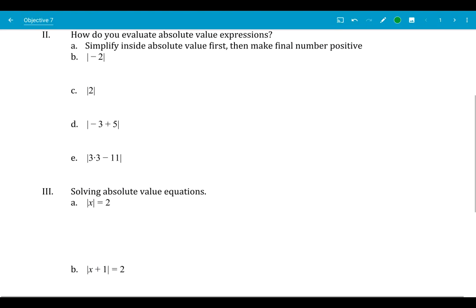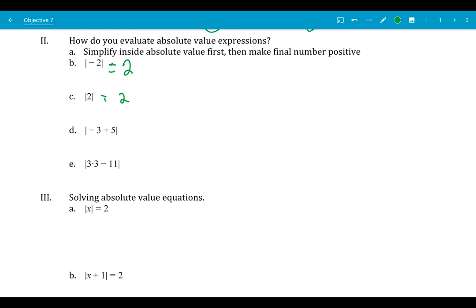So for B, this is pretty straightforward. The distance -2 is from 0 is 2 units. Same thing with C, that is also 2 units. So as you can tell, when we take the absolute value of opposite numbers, we get the same result. For D, you need to evaluate the expression in there first. So -3 plus 5 is +2, and the absolute value of 2 is the same as it was above.